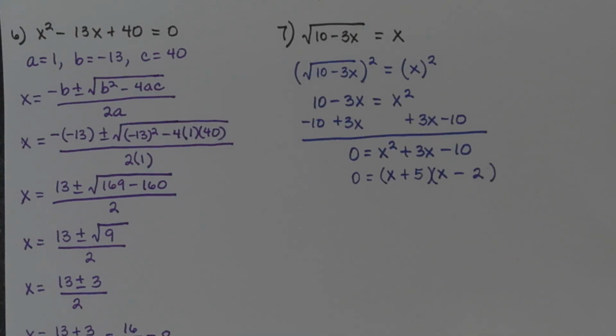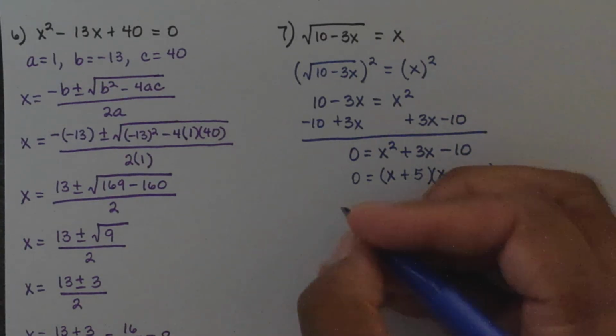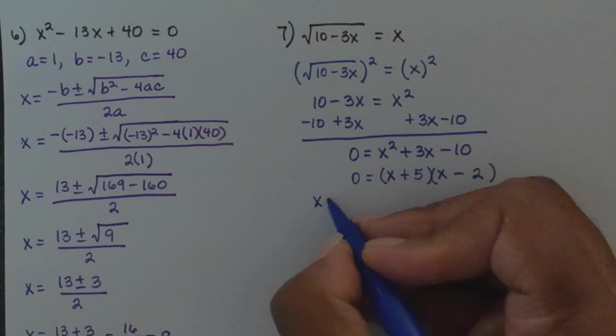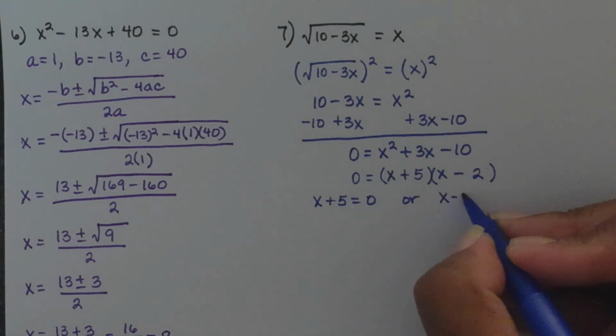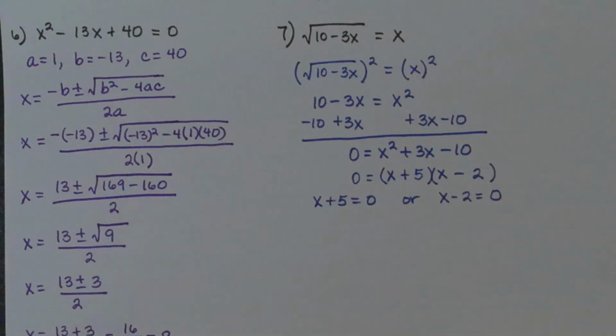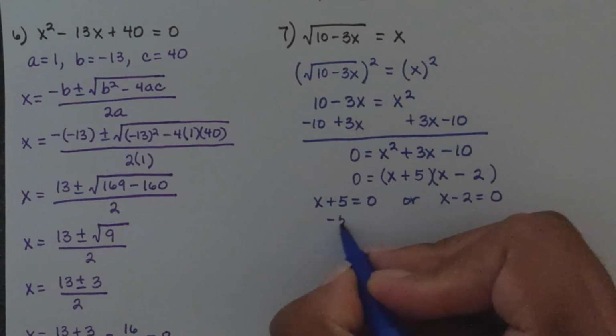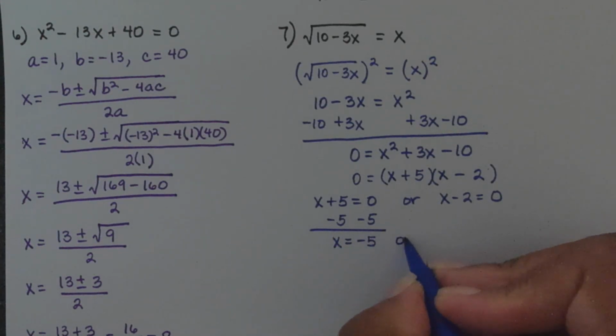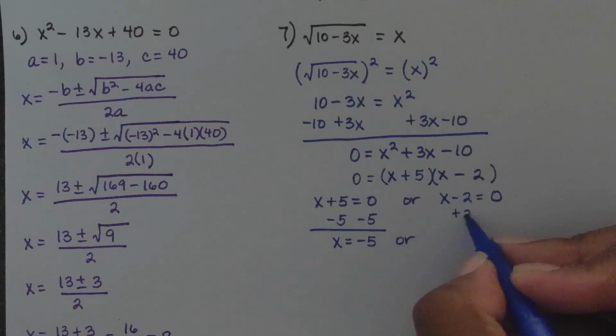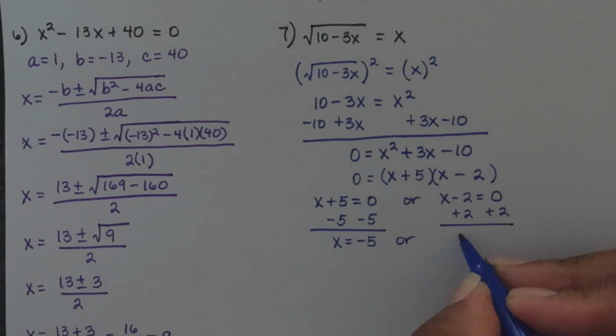And then we set each binomial factor equal to 0. So x plus 5 times x minus 2 equals 0 means this: either x plus 5 is equal to 0 or x minus 2 is equal to 0. And then for each equation, we will solve for x. So for the x plus 5 equals 0, what must x be equal to? Negative 5. Or for the x minus 2 equals 0, what must x be equal to? 2.